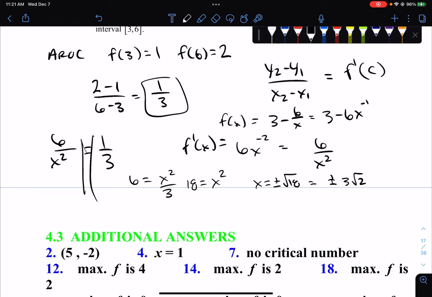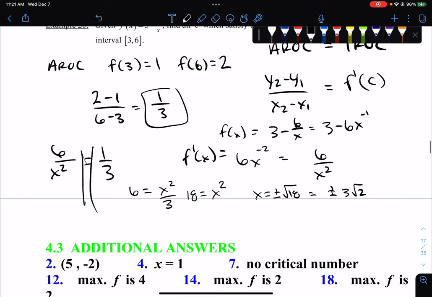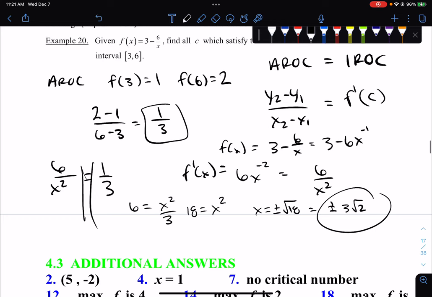So those are the two different places where my average rate of change equals my instantaneous rate of change. It's going to happen twice. It's going to happen at 3 root 2, and it's also going to happen at negative 3 root 2. Okay?